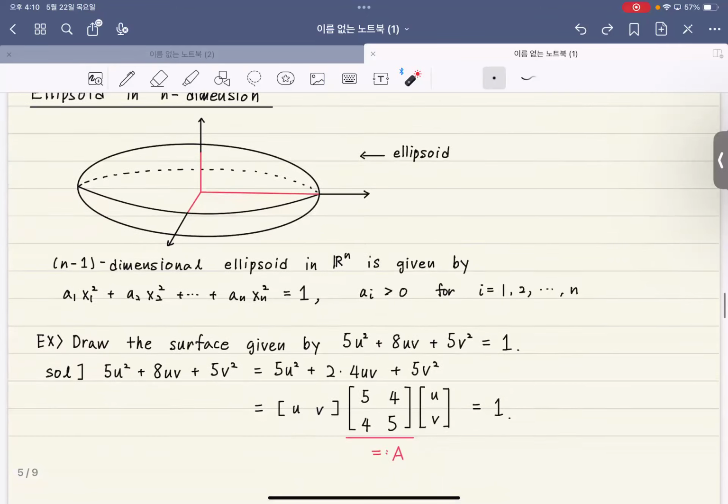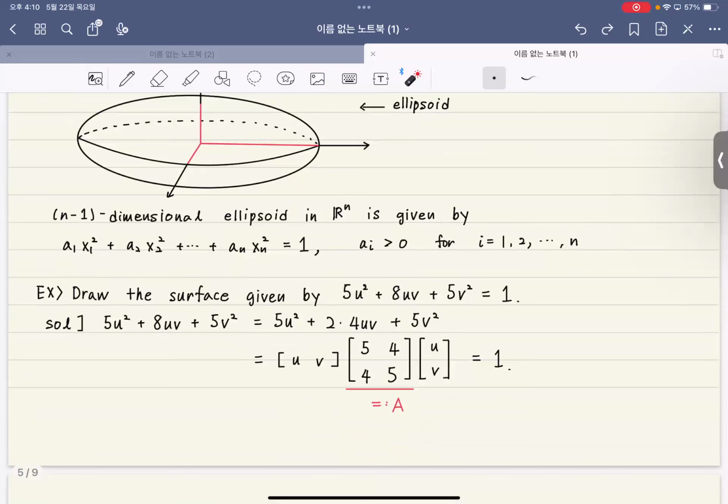All right, the idea is a real and symmetric matrix. This is the left-hand side, and I divide this coefficient by 2. So 2 times 4 times UV. By doing so, reading each of these numbers, 5, 4, and 5, I can think of a real and symmetric matrix A that looks like this. So this equation is the same as this, okay?